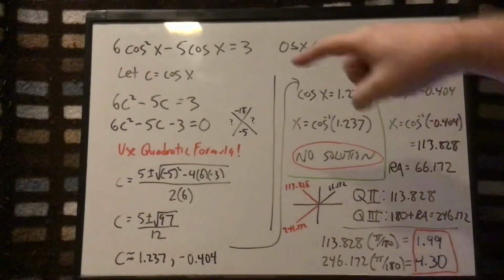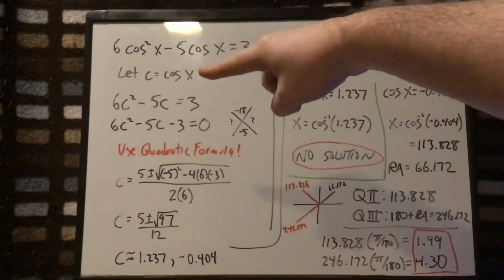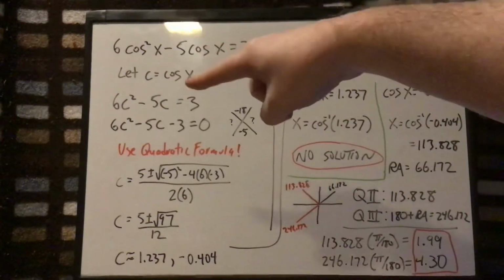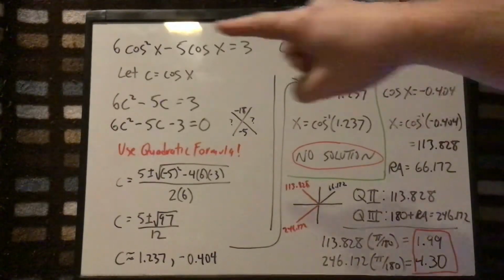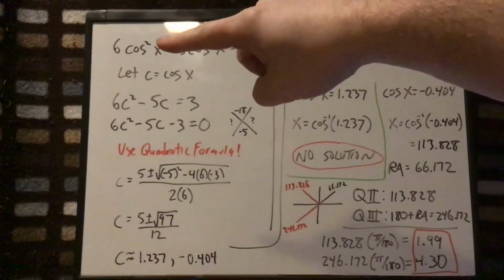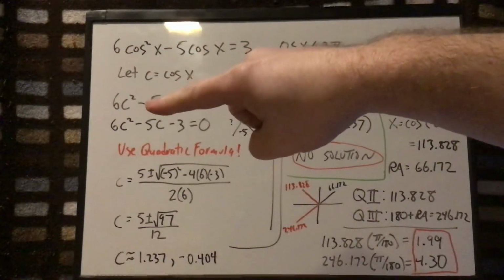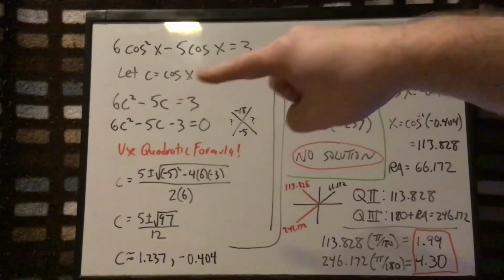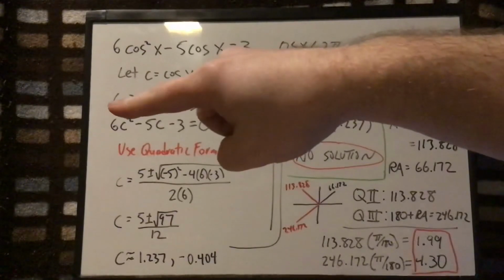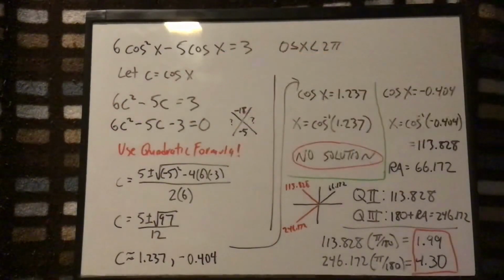So the first thing I started by doing was replacing cosine with c. Now, it's handy to do here because it lets you see that it's a quadratic equation. So I'm going to let c equal cosine. So then 6 cosine squared just becomes 6c squared. 5 cosine becomes 5c, and the 3 is still 3. So notice it makes it simpler to look at. Instead of seeing the trig functions, it hides the trig function, and you see that it's a quadratic equation.